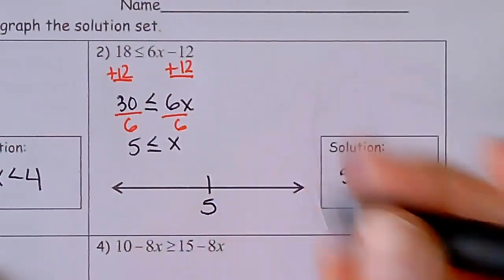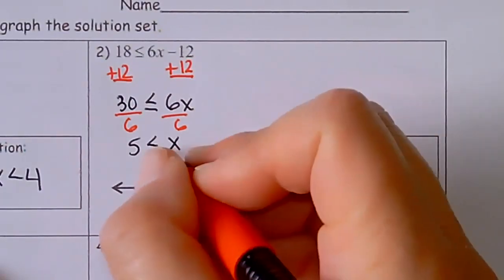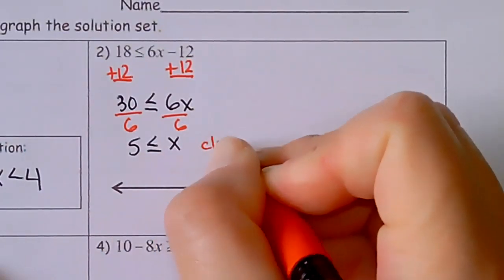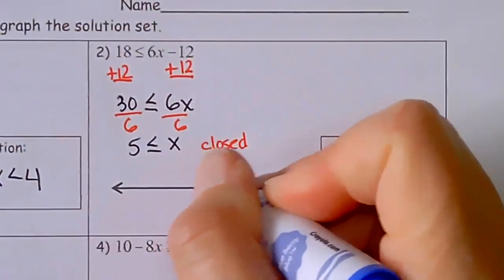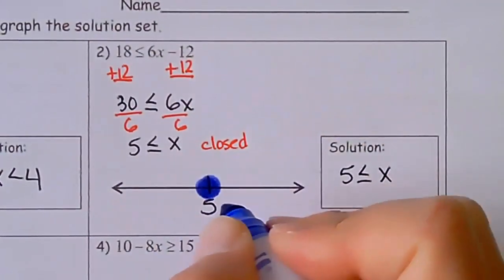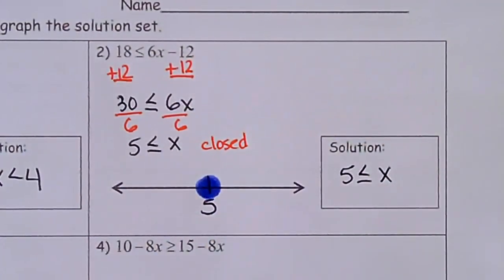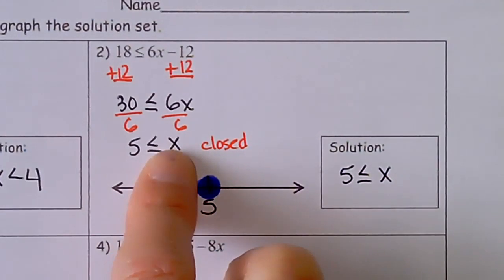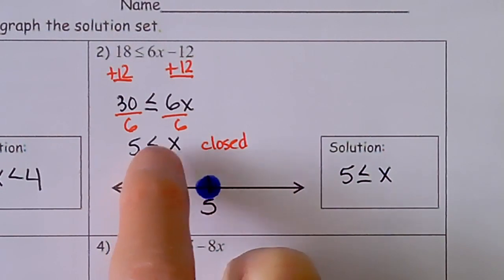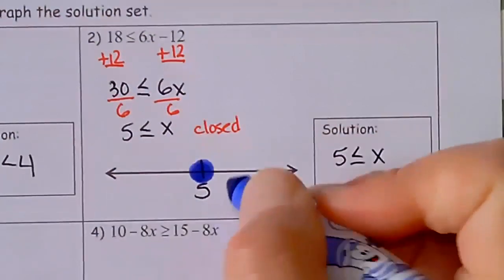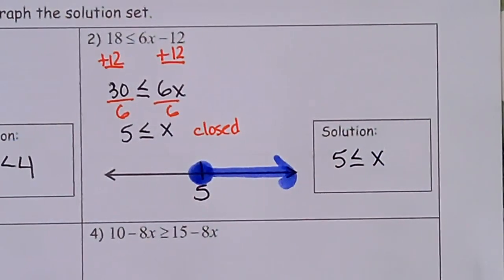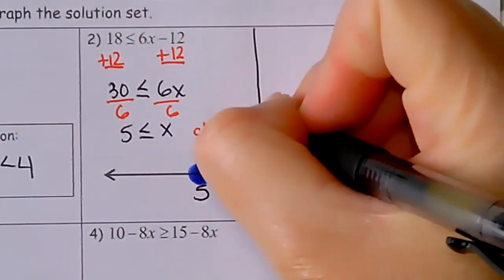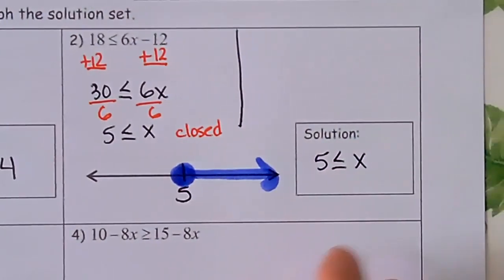So here's my 5. Is it going to be open or closed circle with that little line? It's going to be closed. So I'm going to have a closed dot. Emphasize that it's a closed dot. And then this is where you have to be careful. Your x is not on the left-hand side. It's on the right-hand side. So it's not going to be going the direction it's pointing. It's actually going to go the opposite direction. That is your graph.